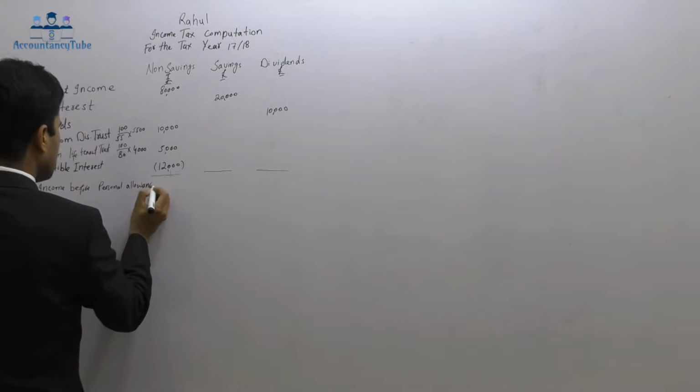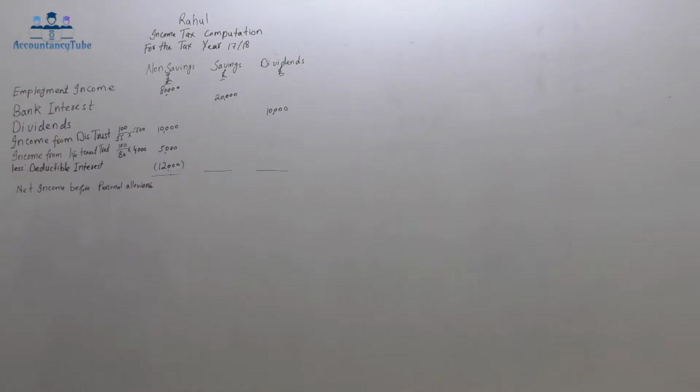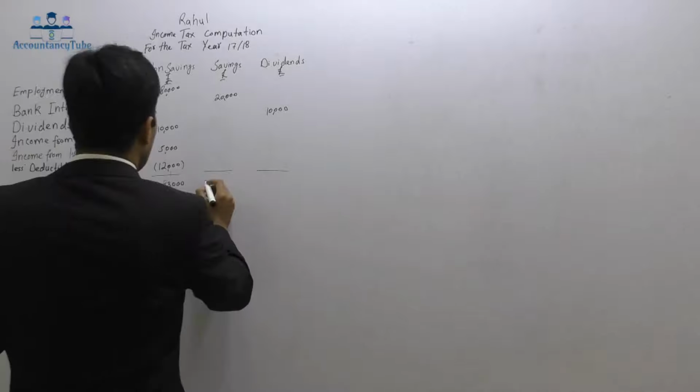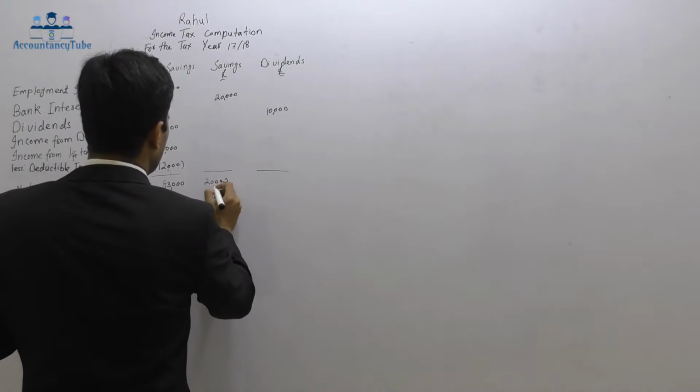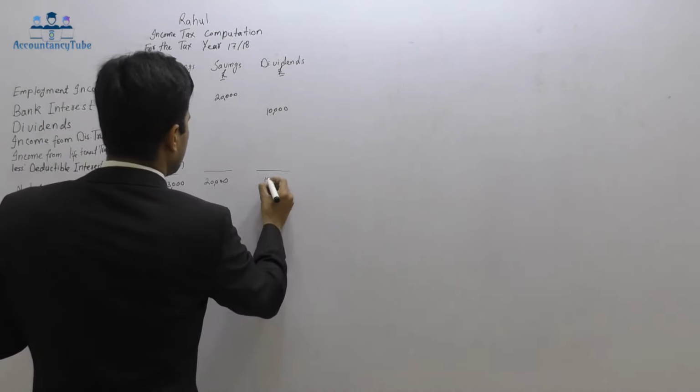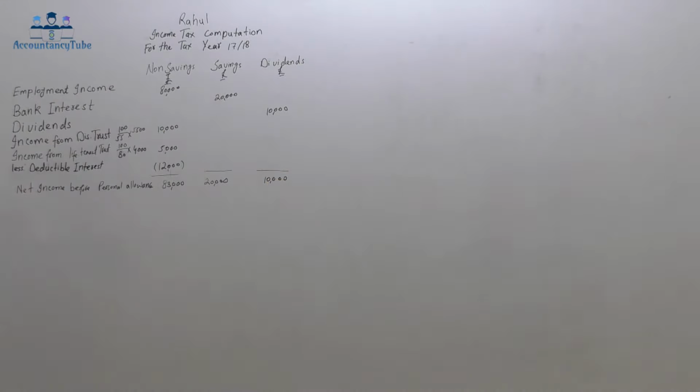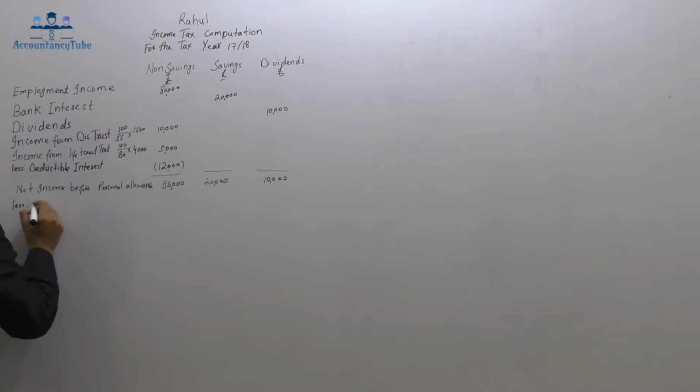Alright, so how much is it? 80, 90, 95, 93, 83. So that is our net income before personal allowance: £83,000 of non-savings income, £20,000 for the savings income, and £10,000 for the dividend income. Then next thing to do is to deduct the personal allowance. So now we will deduct the personal allowance out of it.